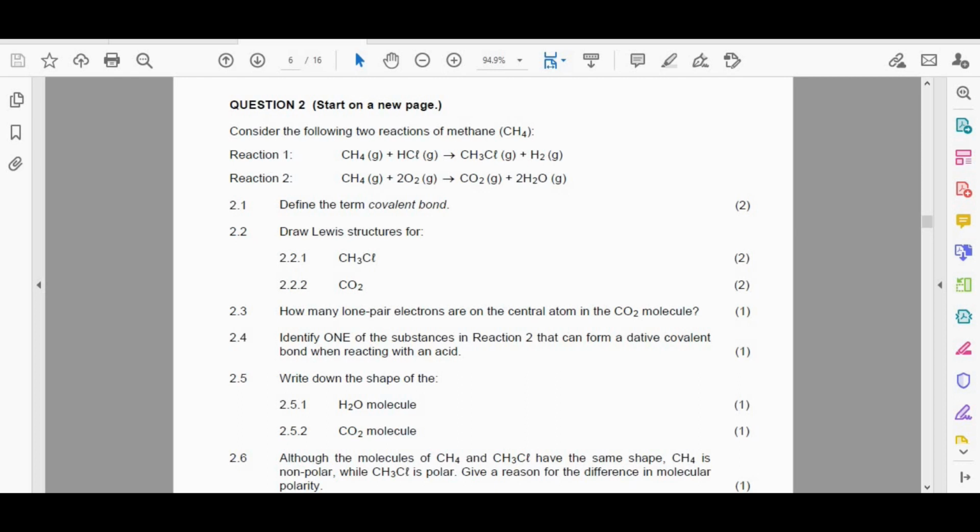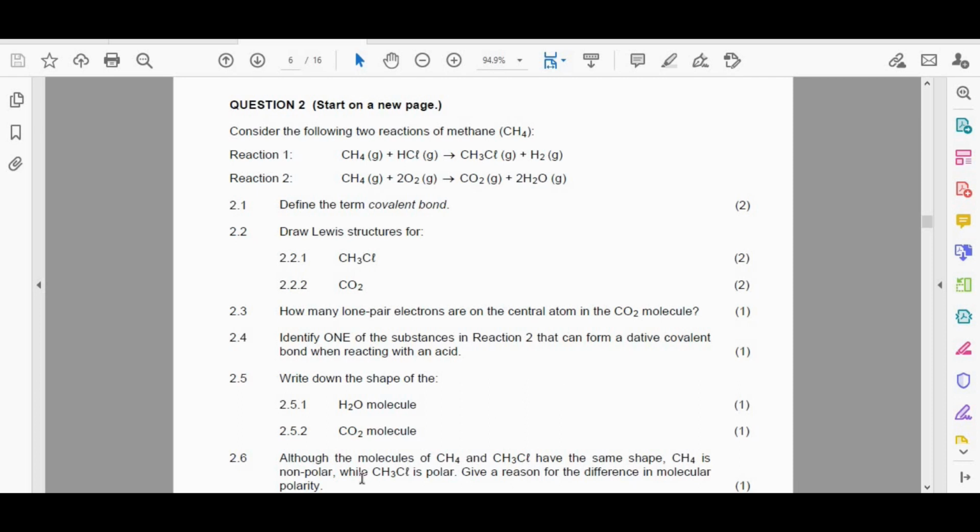If we look at reaction 2, we have CH4, oxygen, carbon dioxide, and water. Which substance there can form a dative covalent bond if it reacts with the acid? I'm leaving this question open for a couple of seconds. If anybody would like to take a guess. A guess means you don't know, so you can just blurt things out. Nobody? Okay, the answer there is water, H2O. Water, if it reacts with an acid, forms a dative covalent bond.